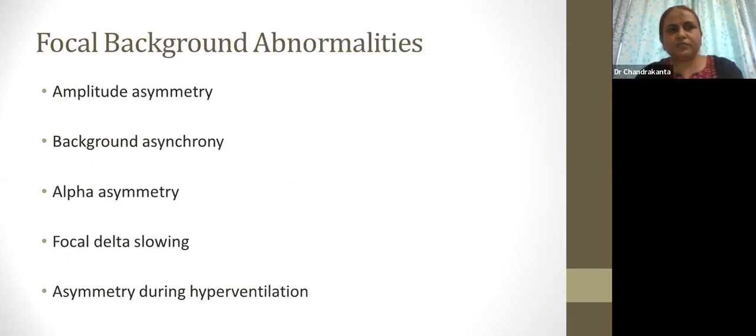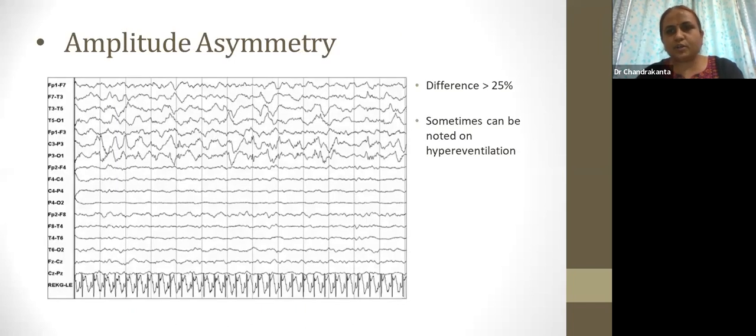So what can be the focal background abnormalities? Background abnormalities can be in the form of amplitude asymmetry, background asynchrony, alpha asymmetry, or focal delta slowing, and there can be some abnormalities found during hyperventilation. So Dr. Praveen has already discussed how to measure the voltage of a wave. Amplitude asymmetry means that there is a difference in the amplitude of the waves between the two hemispheres.